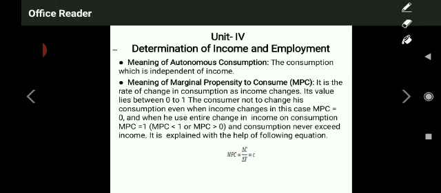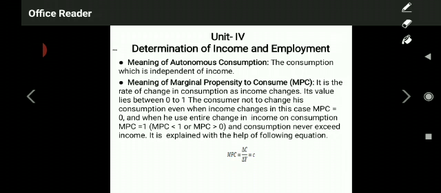To understand income and employment, first we have to understand the meaning of autonomous consumption. Look at the meaning of autonomous consumption: the consumption which is independent of income. It is very interesting, my dear students. There are different types of consumption. Autonomous consumption means this type of consumption never depends upon income. Whether our income is 0, maximum, or less, there is no difference in the case of such consumption.